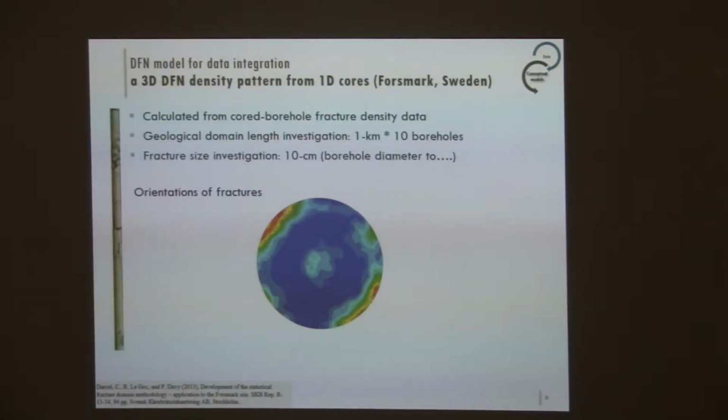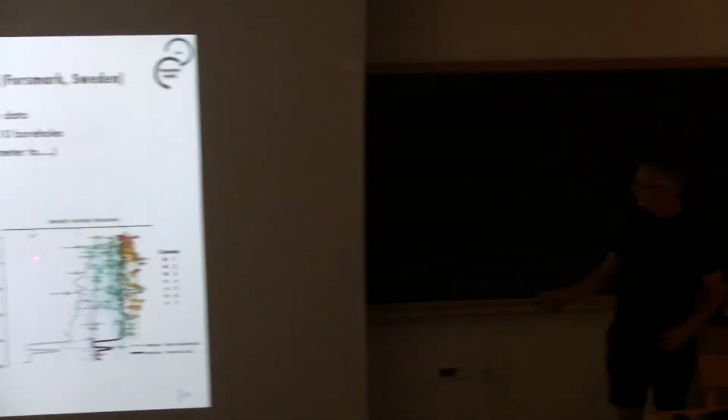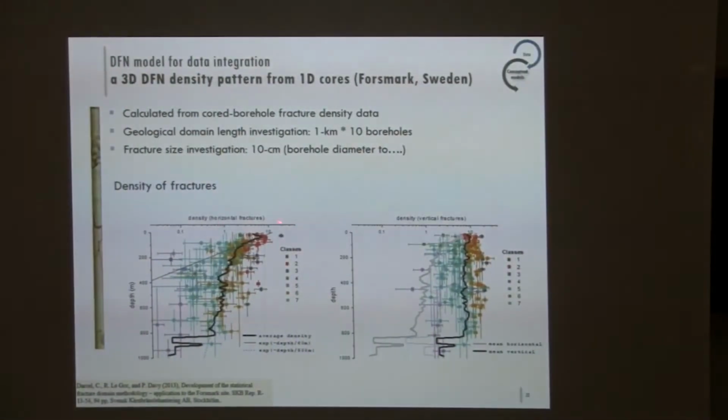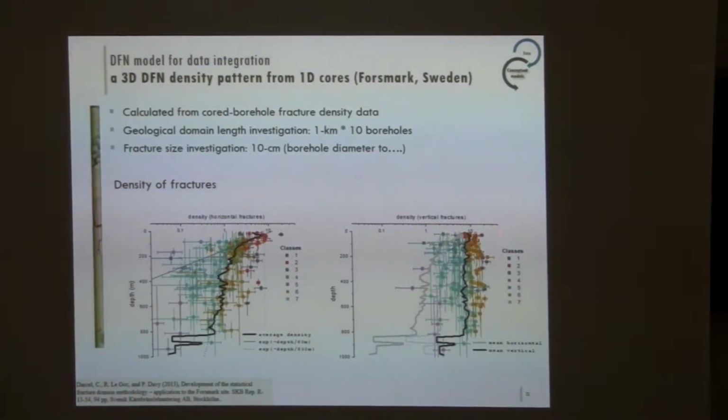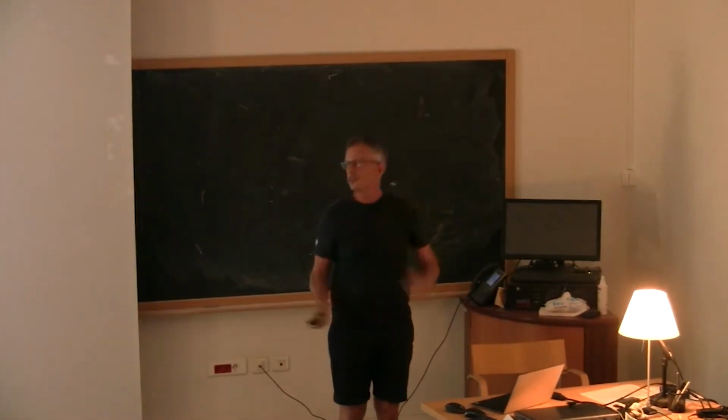Then you can do this plot, which is the pole distribution. I don't care about that. And you can plot also the density. Here you have the density of horizontal fractures versus the density of vertical fractures. Each dot here is the density as a function of depth, and each dot corresponds to a certain fracture domain that we identified in the boreholes.